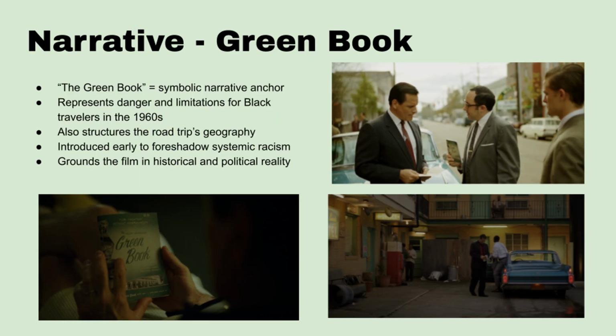The title Green Book is far more than a plot device. It serves as a symbolic narrative anchor. It represents the constraints and dangers faced by Black Americans in the 1960s. The book not only maps out where Dr. Shirley can safely stay, but also structures the geography of the journey itself, reinforcing the film's historical context and political undertone. By showing this early in the story, the film makes it clear that Shirley will face racism during the tour in the South. It helps us understand the history and gives a hint about the problems he will face later.